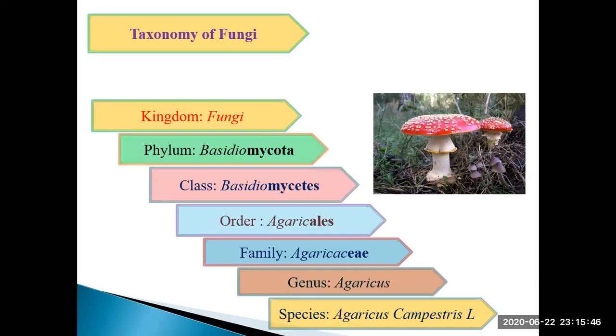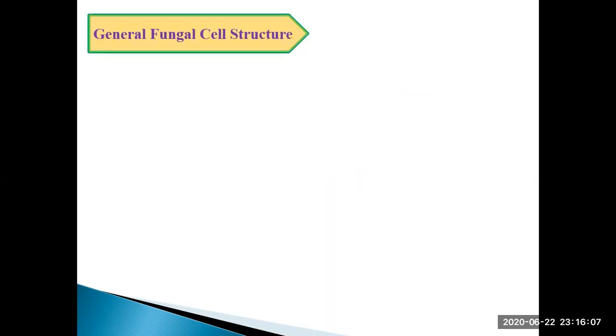So if you go for the taxonomy of fungi, it will be like this. Kingdom Fungi, phylum Basidiomycota, class Basidiomycetes, order Agaricales, family Agaricaceae, genus Agaricus, and species Agaricus campestris. This is the taxonomy of Agaricus campestris. Okay, and you are already well aware of taxonomy.